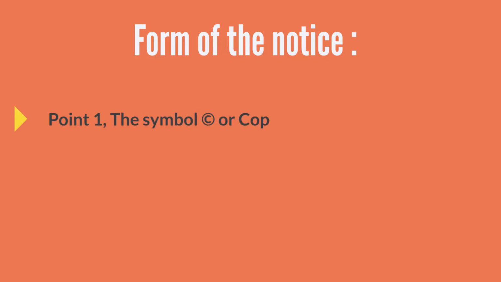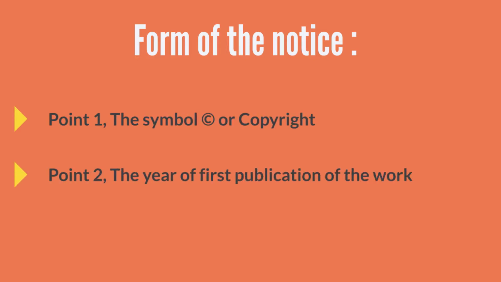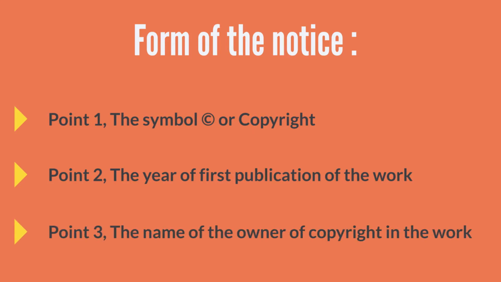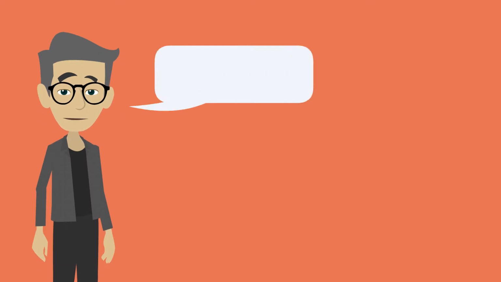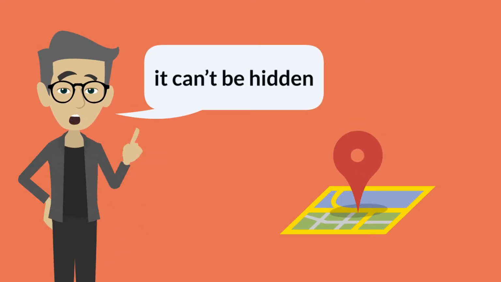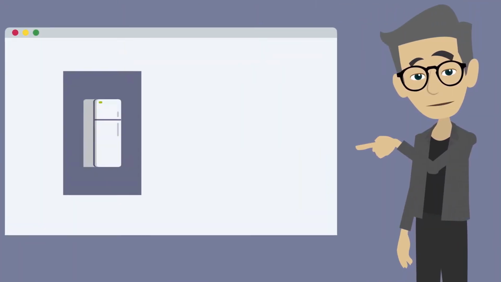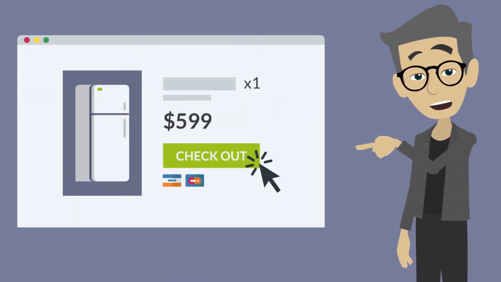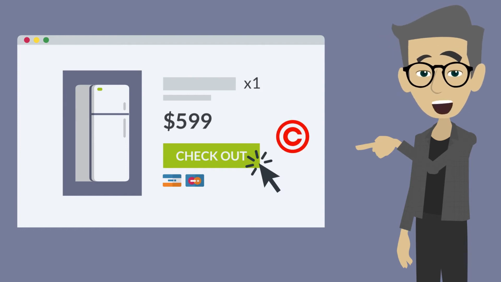As to the form, use the following formula. 1. The symbol C or copyright. 2. The year of the first publication of the work. And 3. The name of the owner of copyright in the work. As to the location of the notice, it should be in a location that can be reasonably seen. So, in other words, it can't be hidden. For example, if you use your website, anywhere on the first page where the notice can be seen is acceptable.